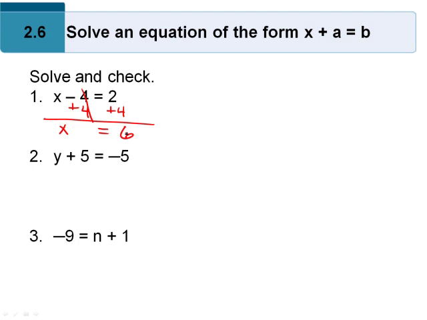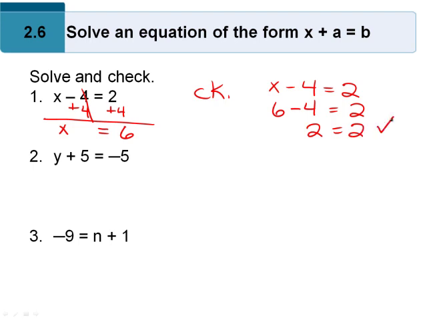Now, let me show you how to check it. I'm not going to check them all because you'll go crazy, and so will I. But it's good to know how to check, because on a test, you always have time to go back and check your answers, and you can make sure that you've got the right solution. So to check it, we're going to take our answer 6, and we're going to plug it back into the original equation. So 6 goes in for x, and so 6 minus 4 is 2, and that equals 2, so it checks out. So that's how you check your solution, is you plug your answer back into the x.